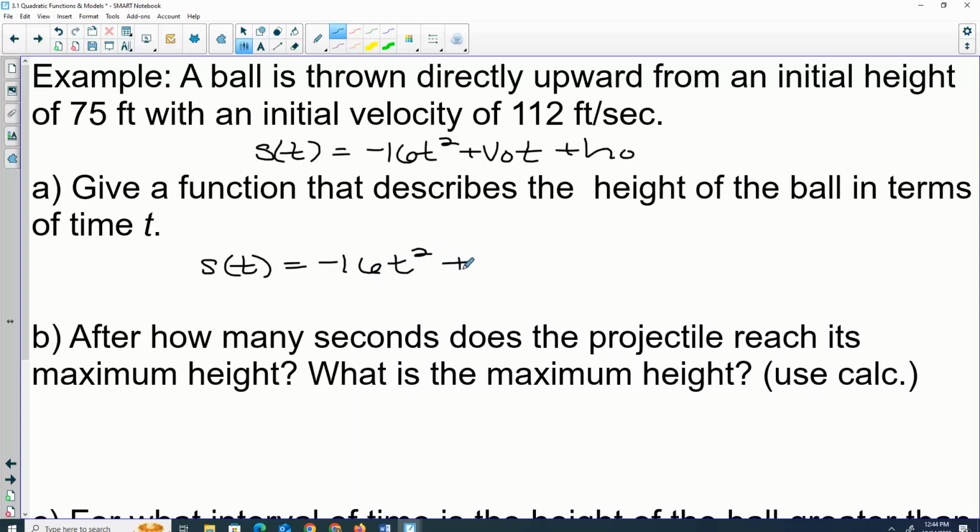V sub 0 is my starting velocity. What was that? What is my H sub 0, my starting height? What if I said you started on the ground? What would your starting height be? 0. Okay. Alright, so that gives me a formula for height where time is your variable. That's all we were asked to do on part A.